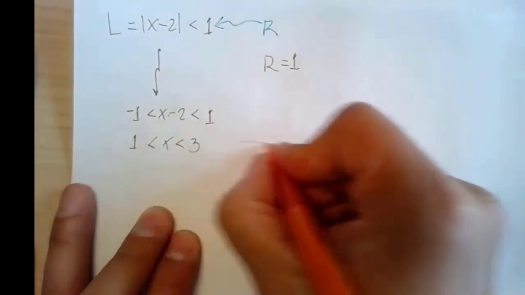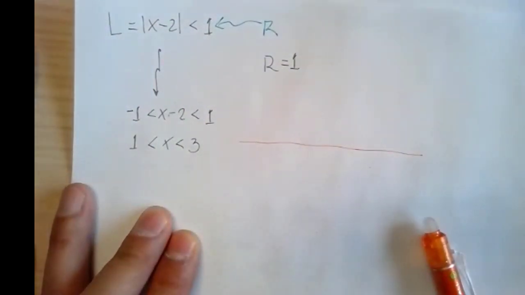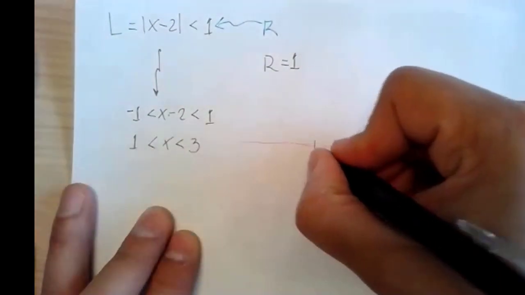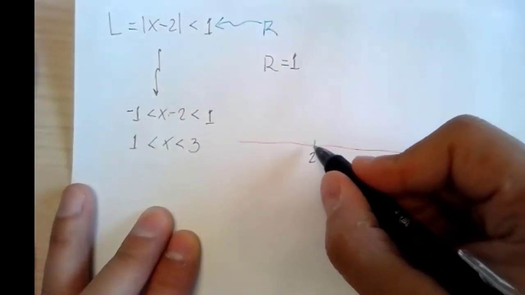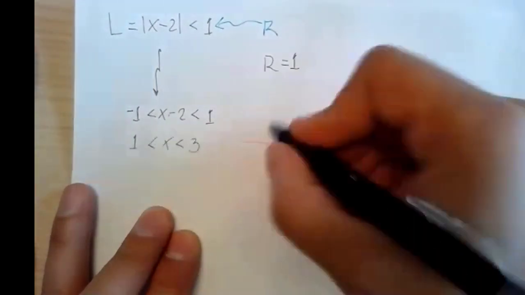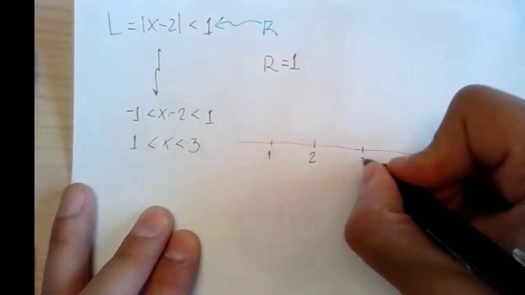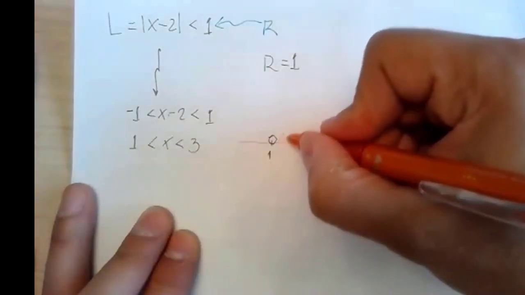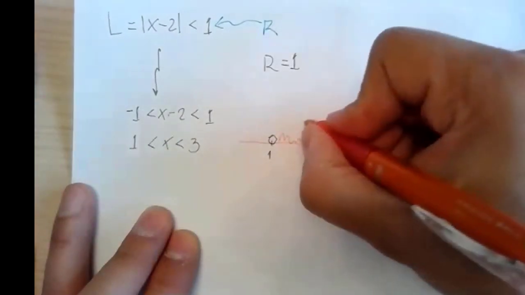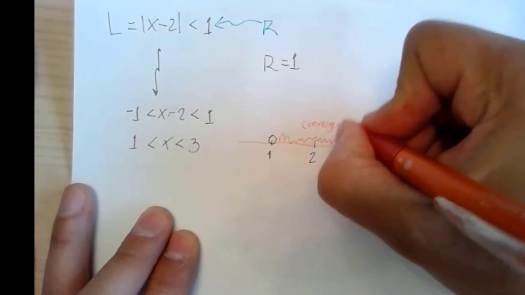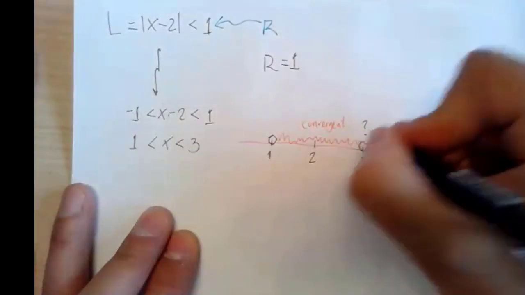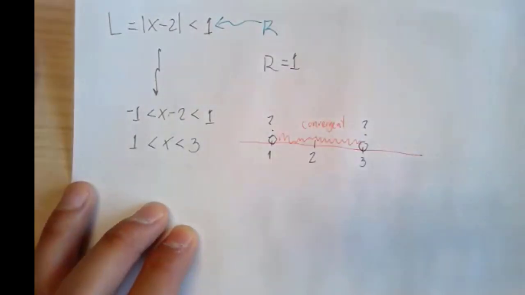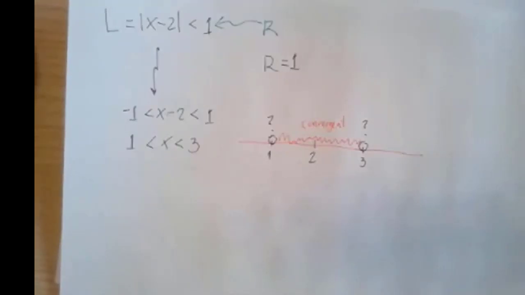So that's the picture we should have in mind. Here's the center. The center is 2. And we're going 1 unit this way and 1 unit that way. So that's from 1 to 3. And these are the numbers that we don't know. But inside is convergent. These endpoints, we still don't know. Let me put question marks. Right now I have them like open circles, but they may be open, they may be closed. All right, so we're halfway there.